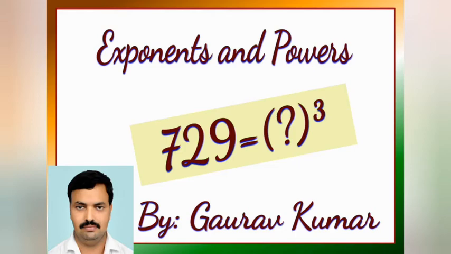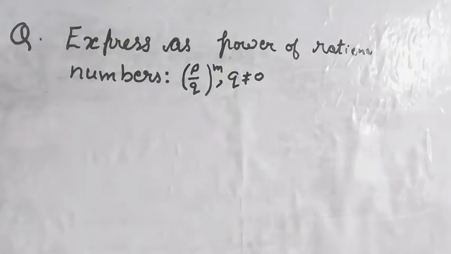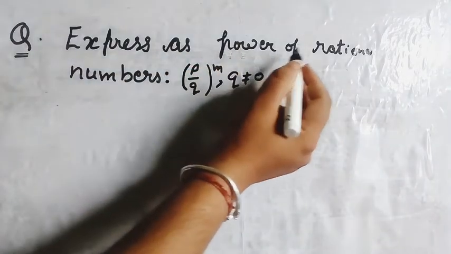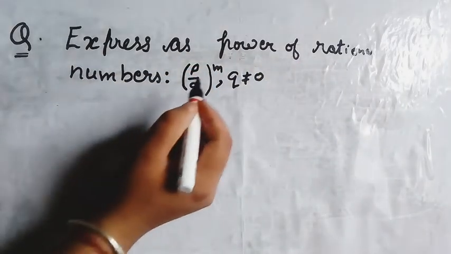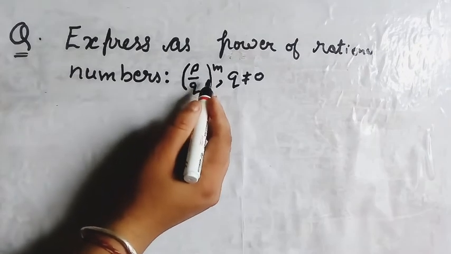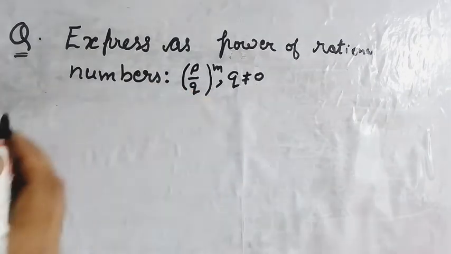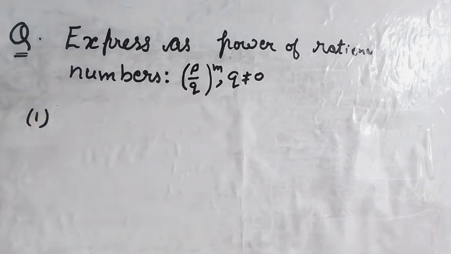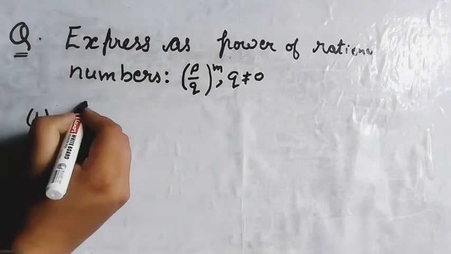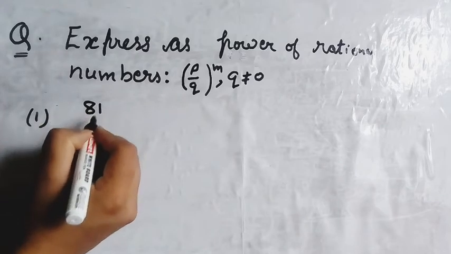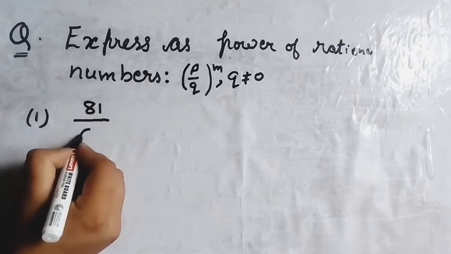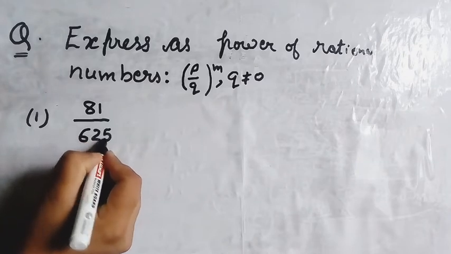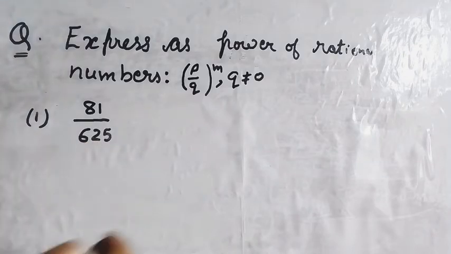Namaste everyone. Today we are going to discuss a few questions of exponents and powers. The first question is: express as the power of a rational number. Means you have to express (p upon q) whole raised to power m, where q is not equal to 0. And our first question is 81 upon 625.